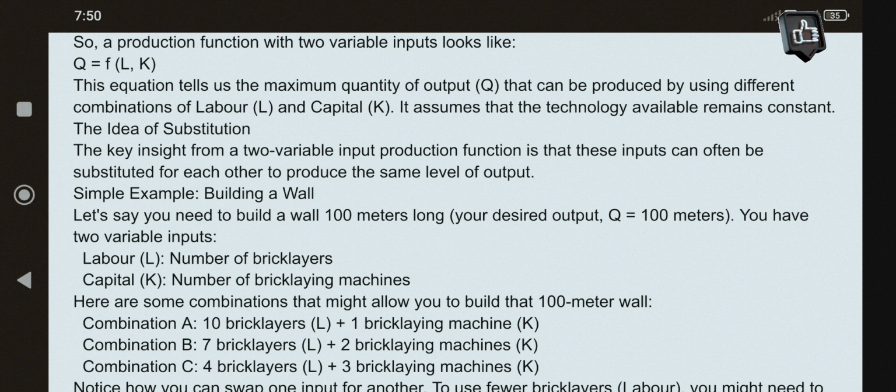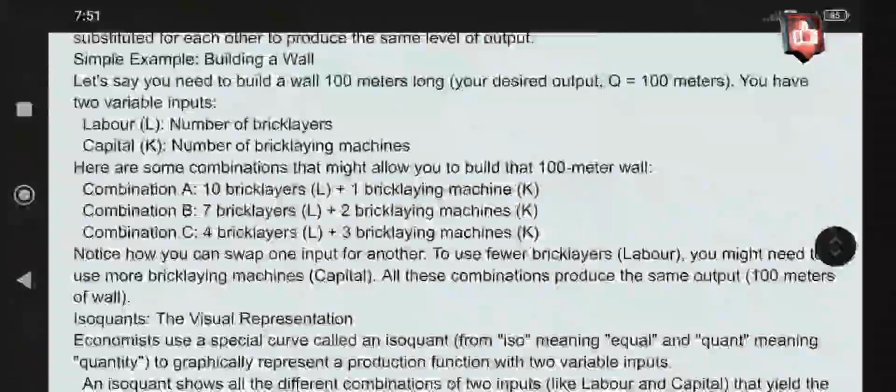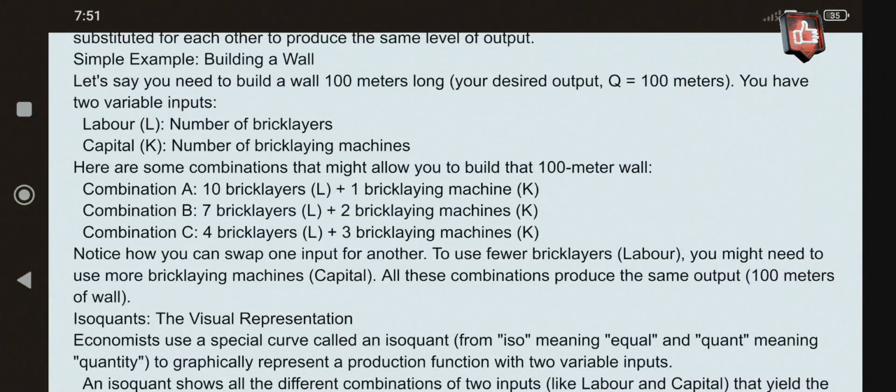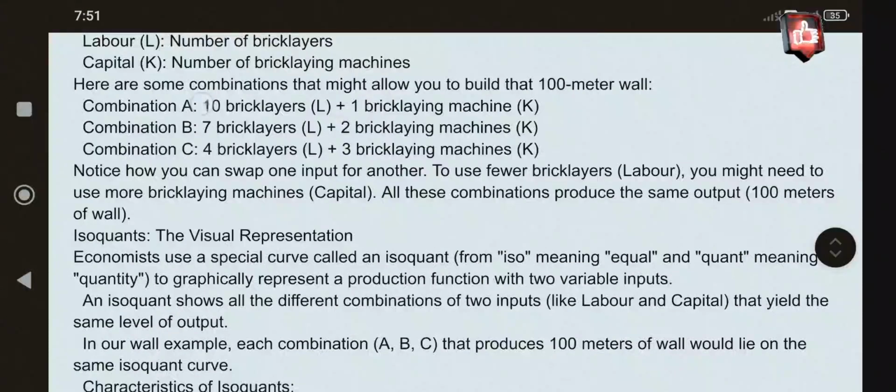Combination A: 10 bricklayers (L) plus 1 bricklaying machine (K). Combination B: 7 bricklayers (L) plus 2 bricklaying machines (K). Combination C: 4 bricklayers (L) plus 3 bricklaying machines (K). Notice how you can swap one input for another. To use fewer bricklayers, labor, you might need to use more bricklaying machines, capital. All these combinations produce the same output, 100 meters of wall.